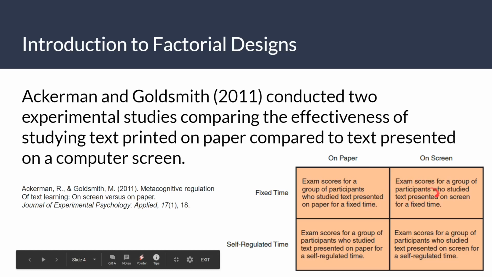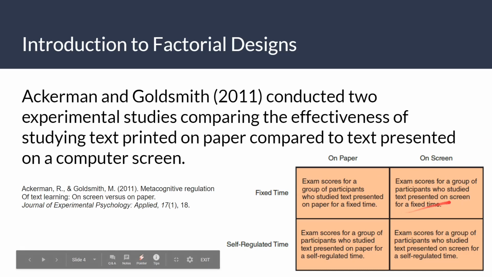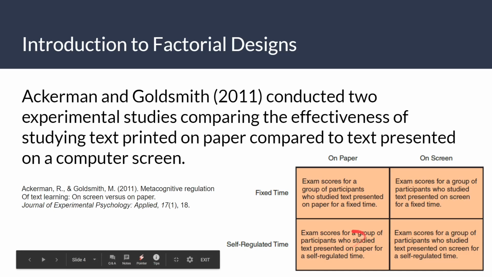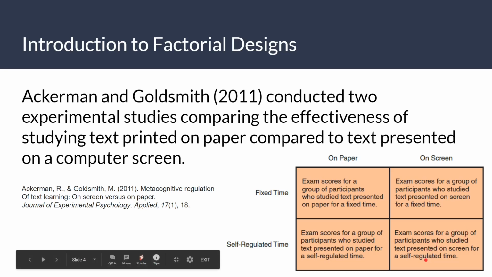But this group had to read the text on screen, and at the same time they also have a fixed schedule to follow. They differ from the groups down here because the one on the lower left side read the text on paper, but they had to do it on their own time. And the group on the lower right side had to read their materials on screen and do it on their own time.